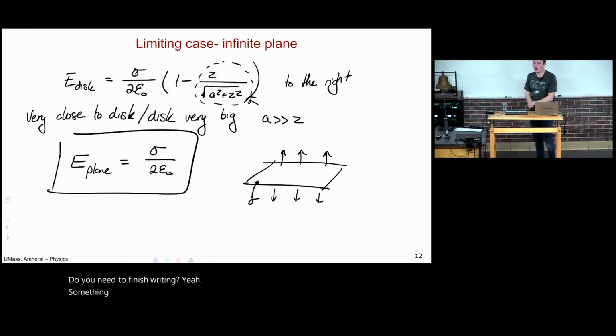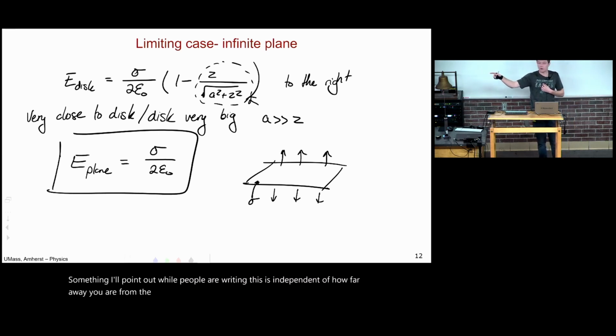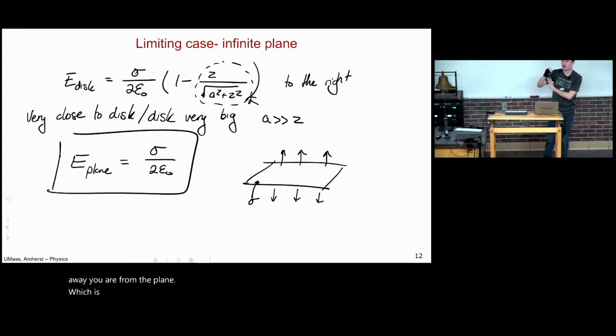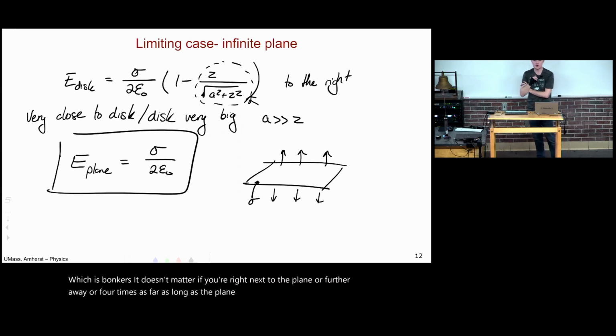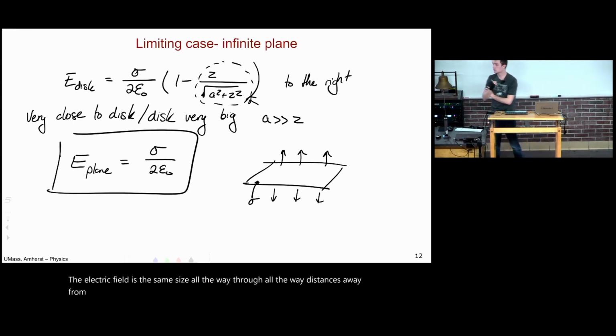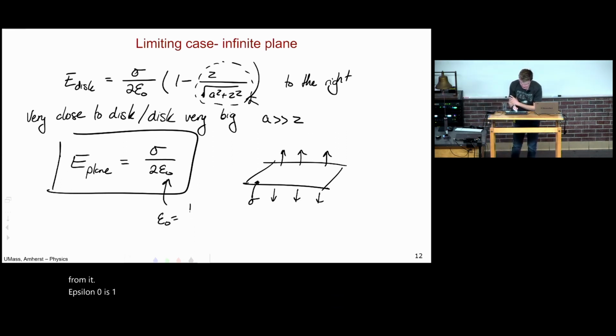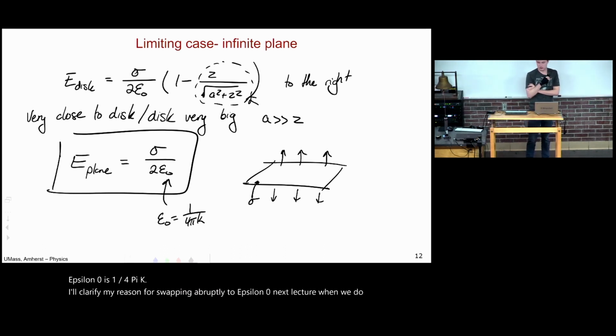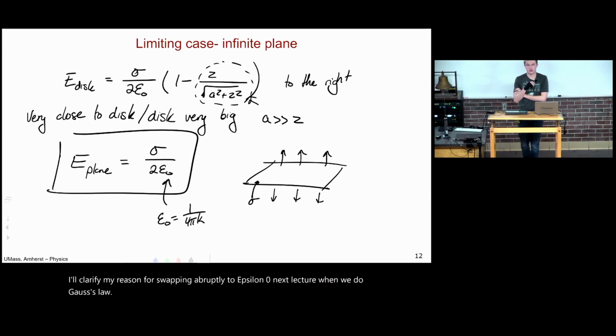Something I'll point out while people are writing, this is independent of how far away you are from the plane, which is bonkers. It doesn't matter if you're right next to the plane or further away or 4 times as far. As long as the plane is extremely big, you don't care. The electric field is the same size all the way through, all the way distances away from it. Epsilon 0 is 1 over 4 pi k. I'll clarify my reason for swapping abruptly to epsilon 0 next lecture when we do Gauss's law. People will swap between them.